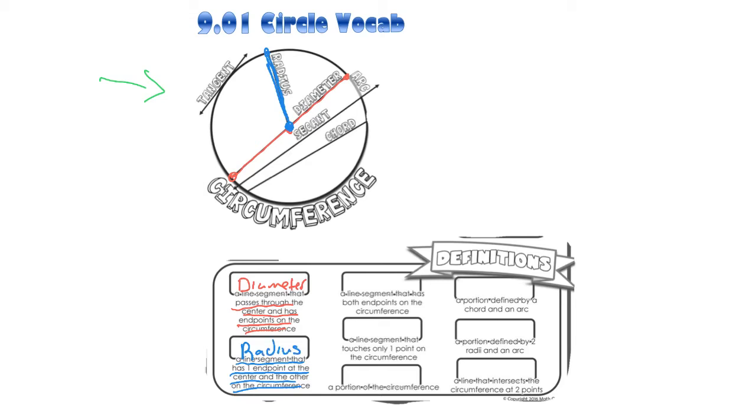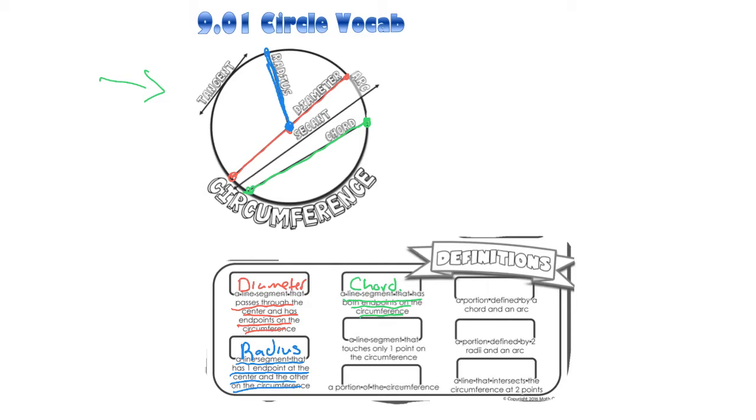Next up, a line that has both endpoints on the circumference. But this one doesn't have to go through the middle. This is called a chord. Chords don't have to go through the middle. But if this chord does go through the middle, we call it a diameter.